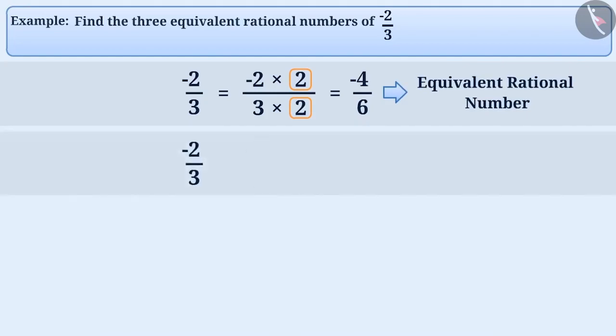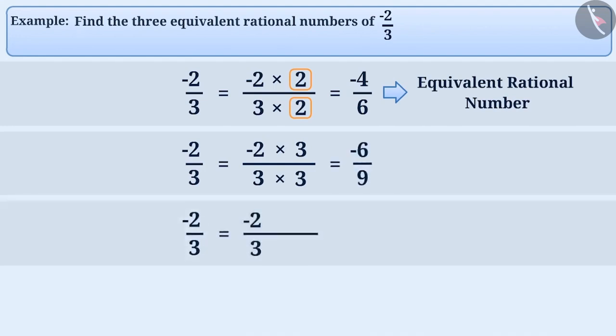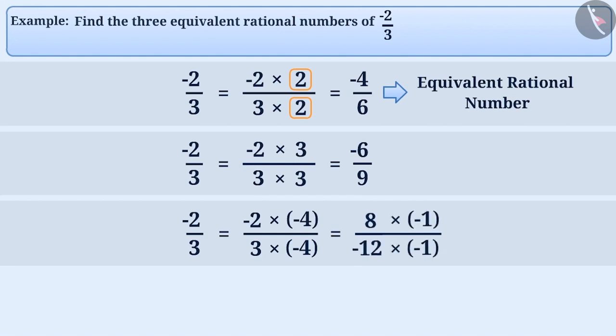Similarly, on multiplying the numerator and denominator of minus 2 by 3 by 3, we get the rational number minus 6 by 9. We can also multiply the numerator and denominator of minus 2 by 3 by minus 4. By doing so, we will get minus 2 by 3 is equal to 8 by minus 12. Now, in order to make the sign of its denominator positive, we will multiply both the numerator and denominator by minus 1. The result, minus 8 by 12, is also an equivalent rational number of minus 2 by 3.